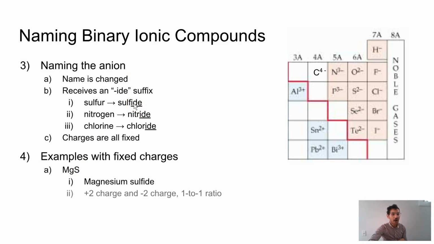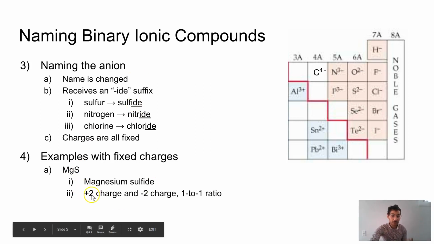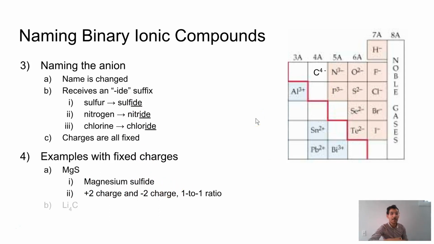Easy peasy. And so it's got a +2 charge on the magnesium and a -2 charge on my sulfur, so I can see here they combine in a nice 1-to-1 ratio. Why don't you try coming up with the name of this guy? Pause the video and think about it for a second.